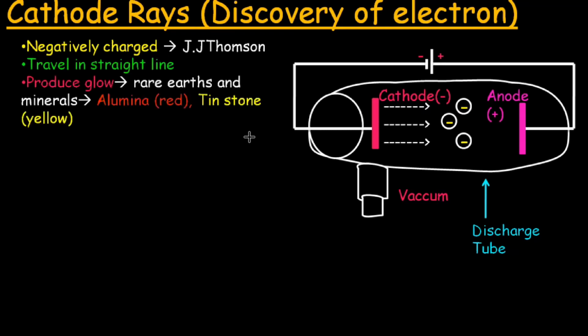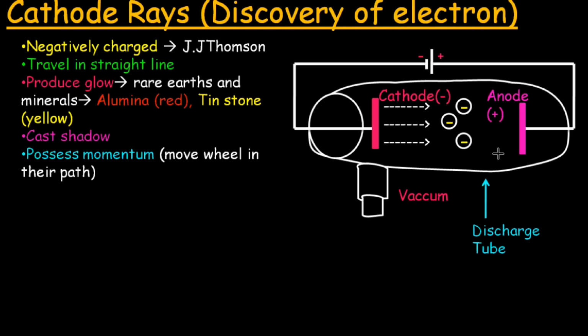These rays travel in a straight line. These rays were able to produce a glow in rare earth metals and minerals. If rare earth metals or minerals are placed in their paths, they produce a glow on the wall of the discharge tube. Upon exposure to the cathode rays, alumina glows red and tin stone glows yellow. If we place a solid object in the path of cathode rays, they will cast a shadow of that object on the glass of the discharge tube.